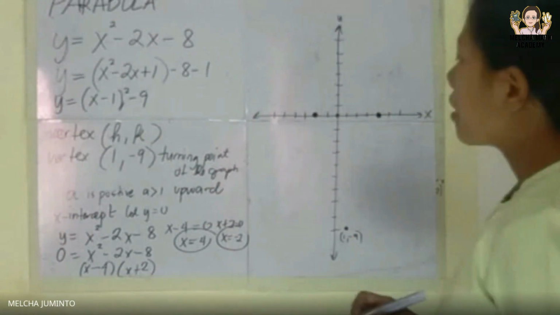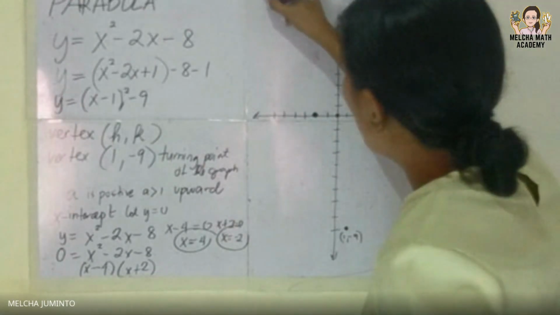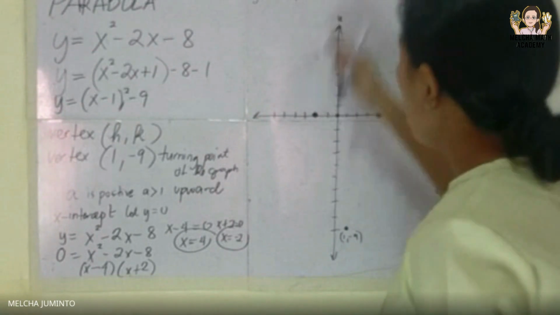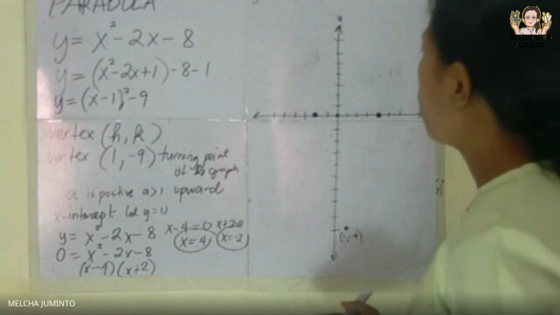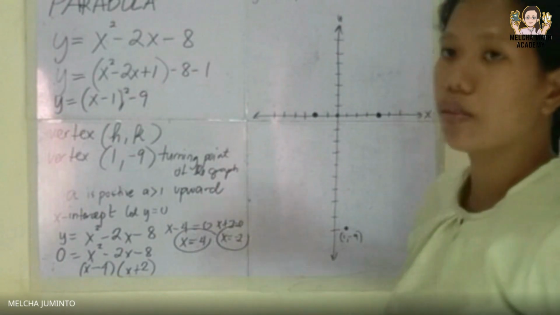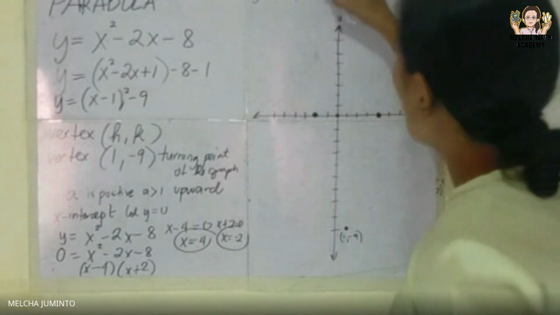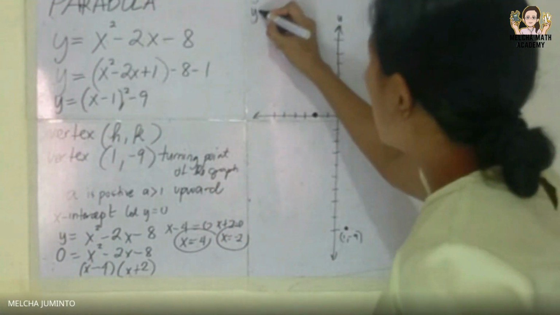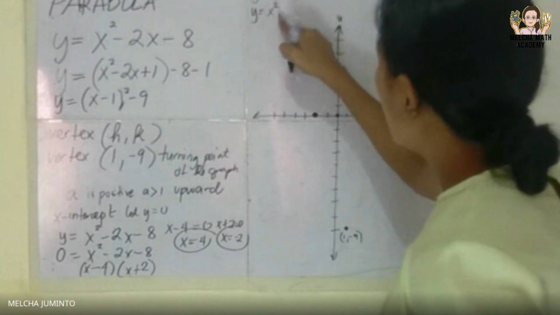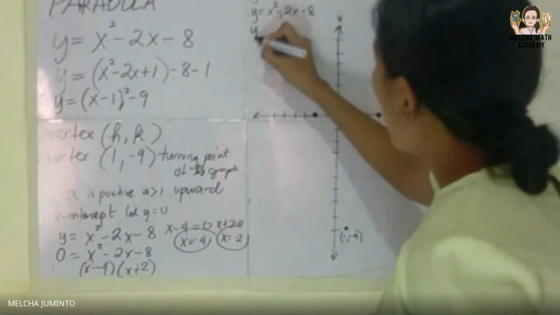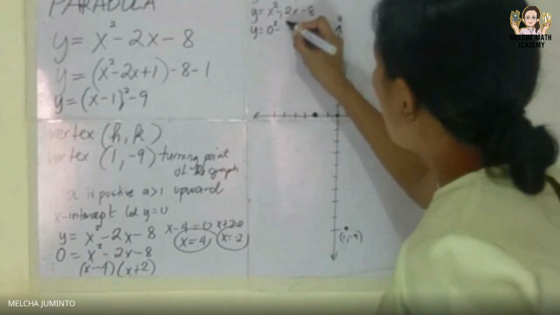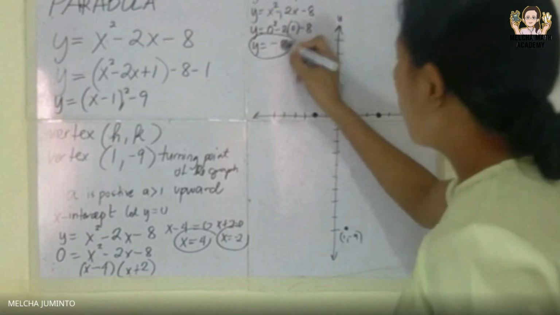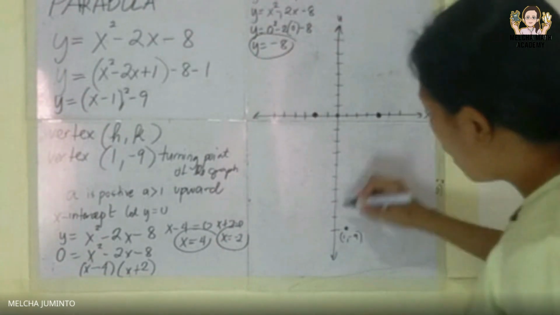Next, find the y-intercept. The y-intercept is the point along the y-axis where the graph will cross. To find the y-intercept, let x equal 0. From the original function, all x terms will be 0, so the term without x will be retained. In this case, negative 8. Therefore, the y-intercept is negative 8.